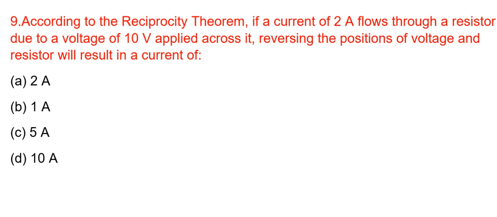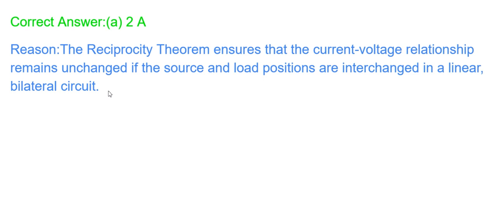a voltage of 10 volts applied across it, reversing the positions of the voltage source and resistor will result in a current of: A, 2 amps, B, 1 amp, C, 5 amps, D, 10 amps. Pause the video and try the answer. And the correct answer is A, 2 amps.